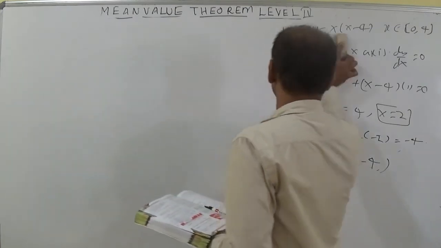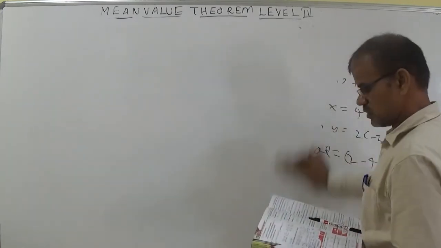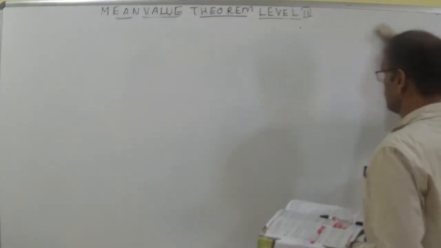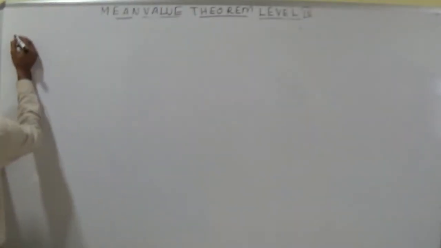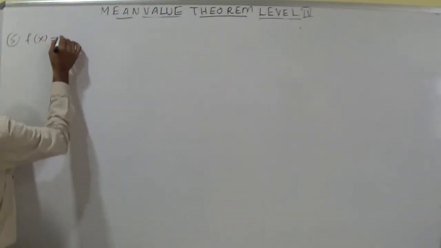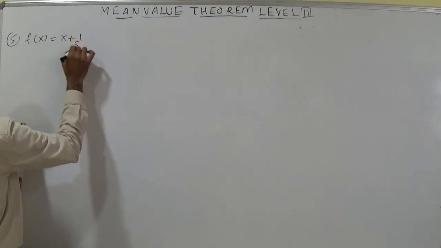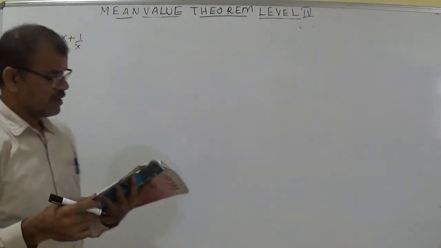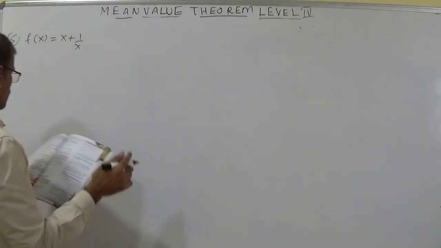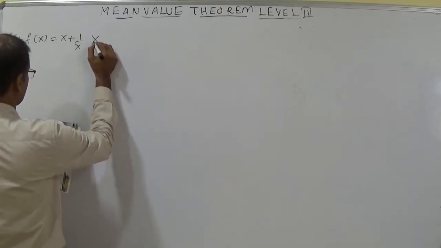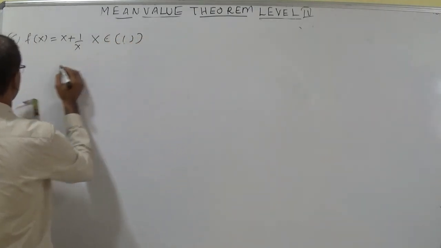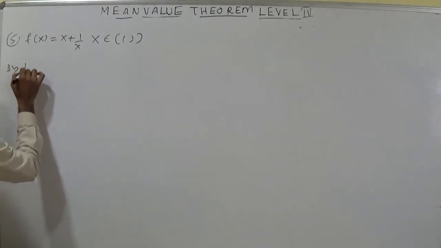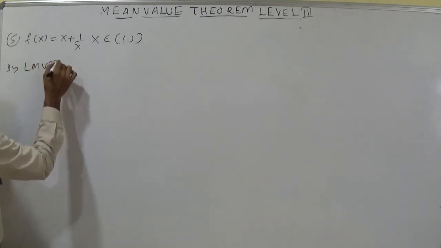For the function f of x is equal to x plus 1 by x, given x belongs to 1 comma 3, find the value of c in the mean value theorem. By LMVT, we should write Lagrange's mean value theorem.